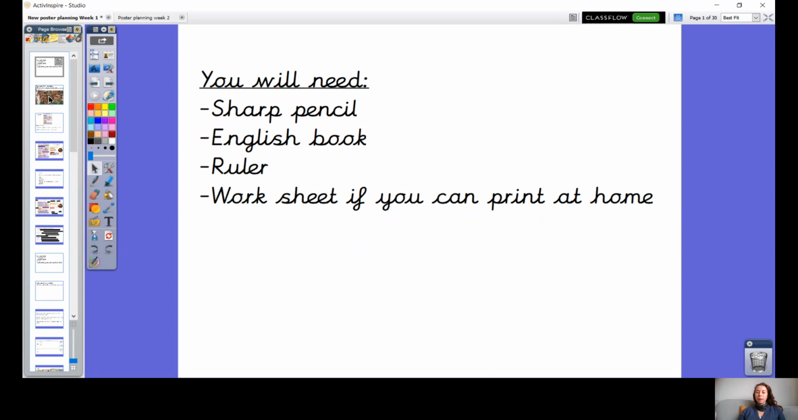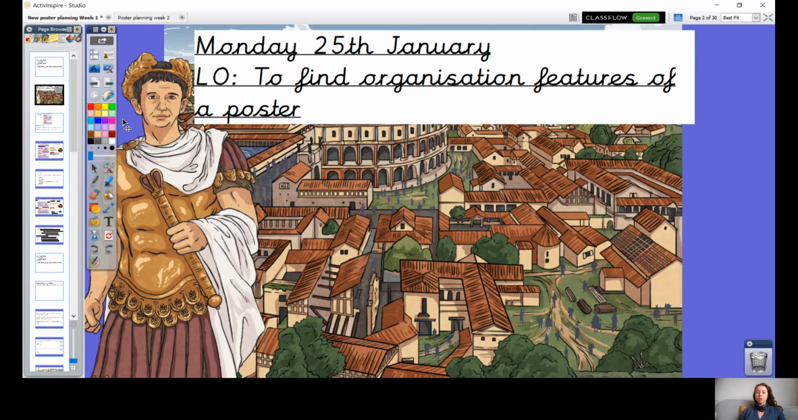Okay, today's a little bit exciting because we are starting a new written piece. We're starting a new unit, and today it's not going to be a fiction unit, it's going to be a non-fiction unit, so it's going to be a poster. So I'd like you to jot the date and LO down. Today we are going to be finding organisation features of a poster. Pause the video and do that now.